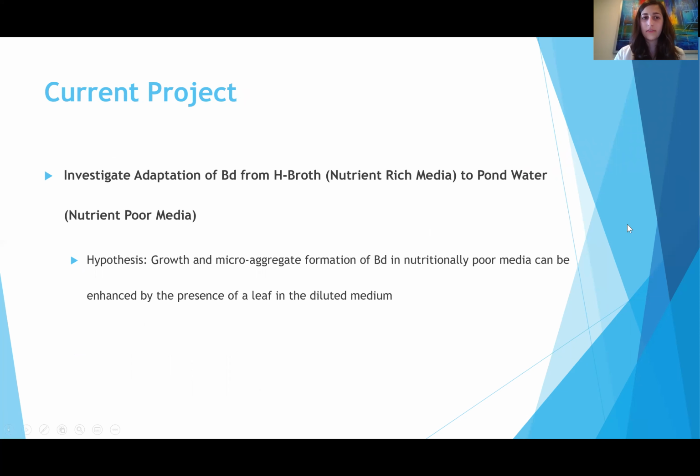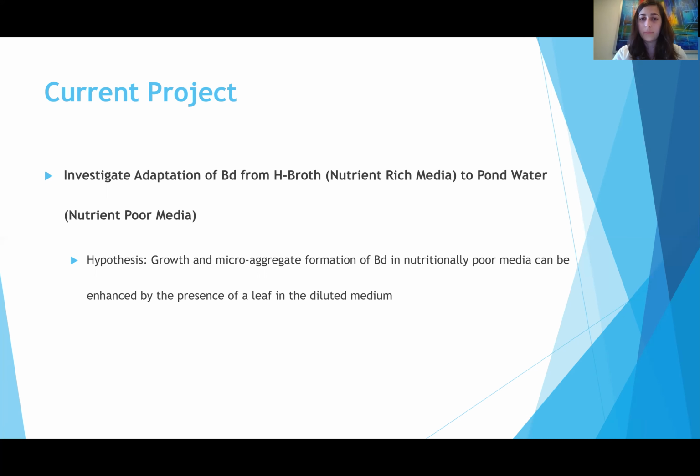Our current project is investigating the adaptation of BD from H broth, which is the nutrient-rich media that we use in the lab for pure cultures, to pond water, which is nutrient-poor media. Our hypothesis is that growth and microaggregate formation of BD in nutritionally poor media can be enhanced by the presence of a leaf in the diluted medium.